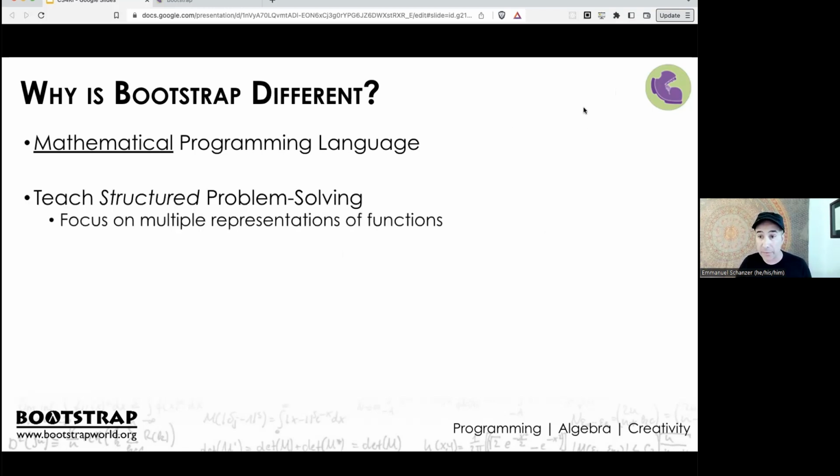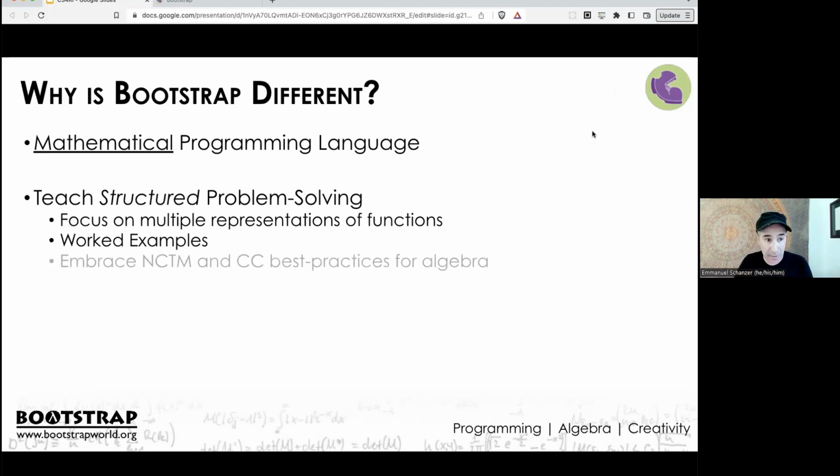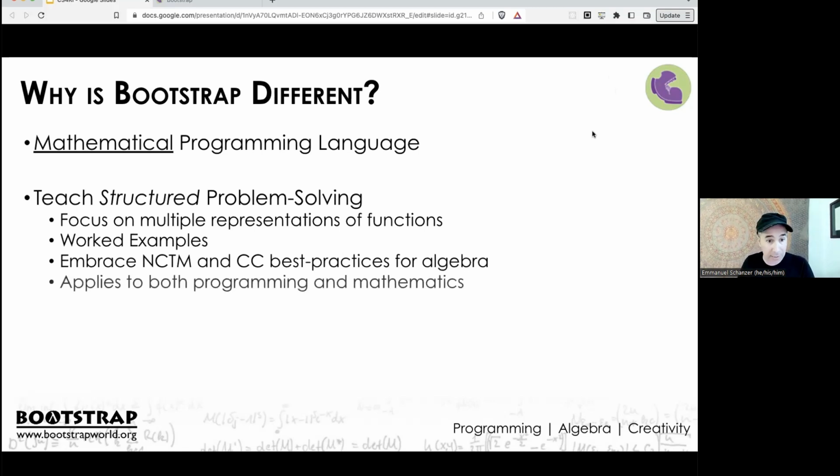Our pedagogy involves teaching structured problem solving. Our bread and butter is multiple representations of functions, whether you're dealing with numbers or pictures or animations. We embrace NCTM standards for best practices for teaching math, and all of our material applies equally well in the programming context and the math context.